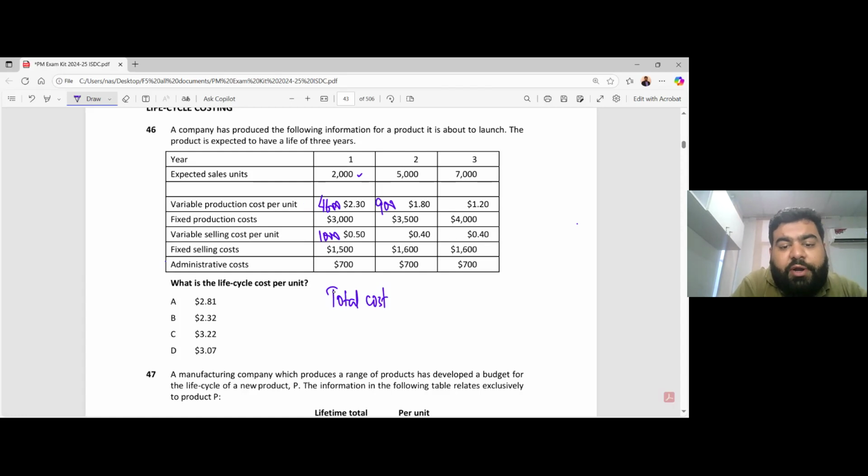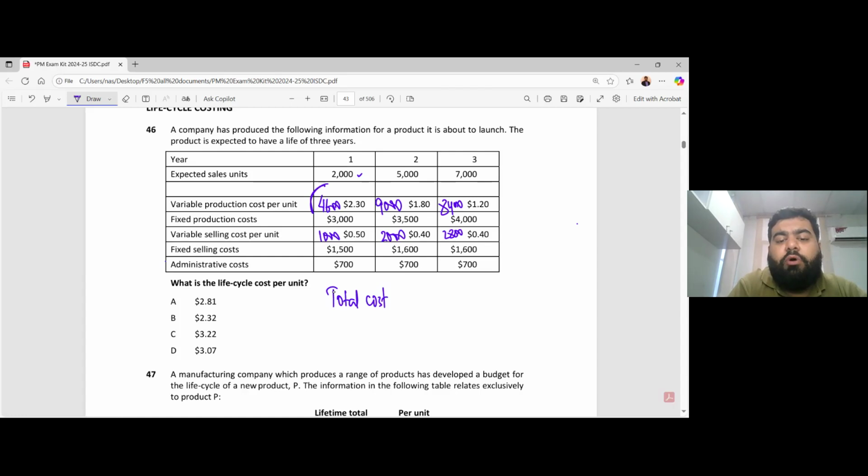Why are we calculating totals? So that we can add all of them at once. 5000 into 0.4, it's 2000. After that, 7000 into 1.2, it's 8400. And 7000 into 0.4, it's 2800. Okay, now we have all the total costs.